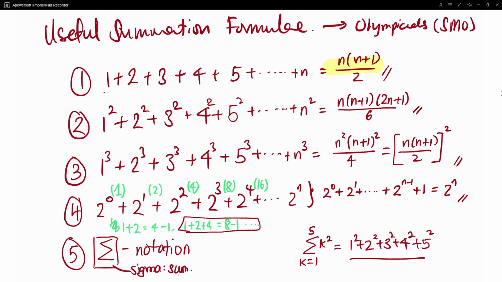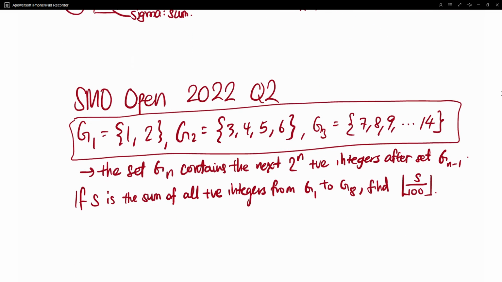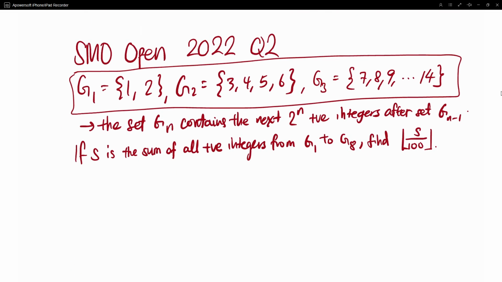It's very good if you memorize all of these identities because they're very, very useful for Olympiads. You can immediately solve questions. And if you're still a bit puzzled, let's solve some so it's a bit clearer. This is question 2 from this year's SMO Open. But the difficulty of it, if you know these tricks, is really more of an SMO Junior question. So let's see how we can solve this.